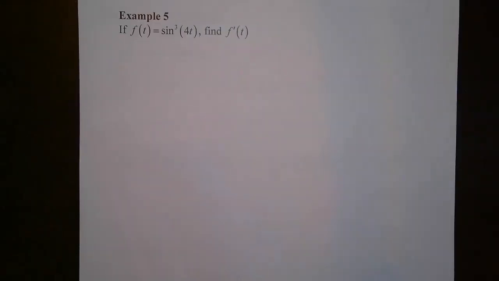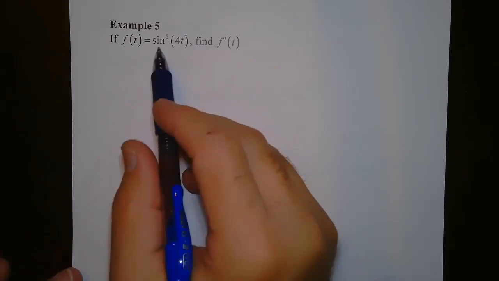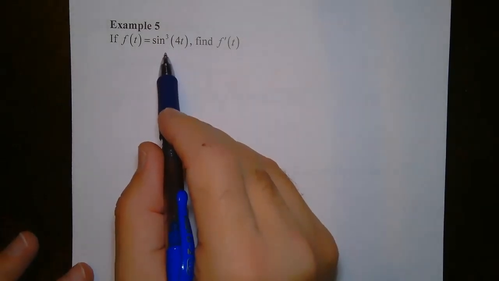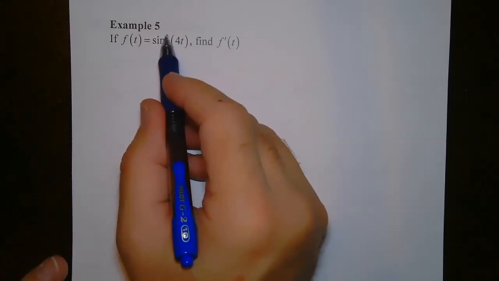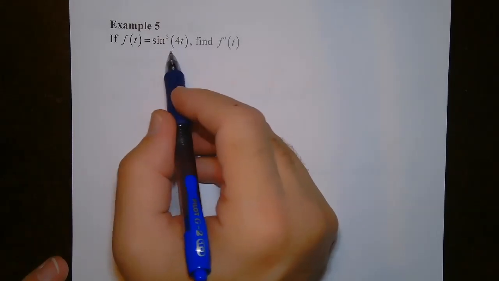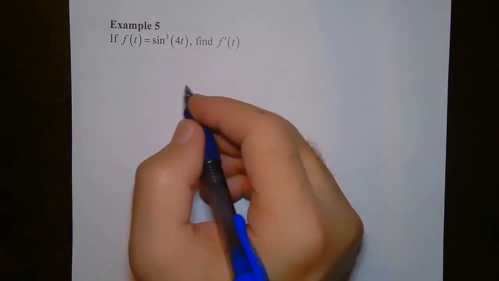Oh, no, I lied. All right, so this is the last problem. We have to realize what the outside function is here. And this is one of the ones that I think is the most difficult to see, because it doesn't look like it's on the outside. But actually this cubing function is on the outside, because that means sine of 4t times sine of 4t times sine of 4t, or sine of 4t, all of that raised to the third power.